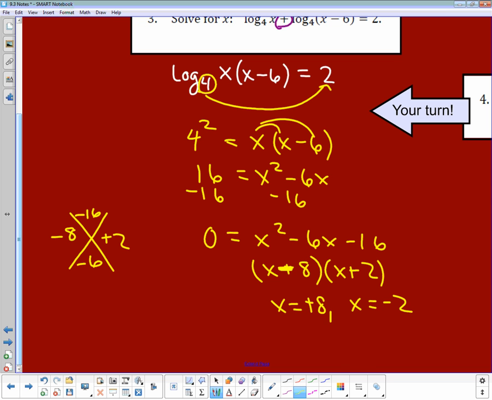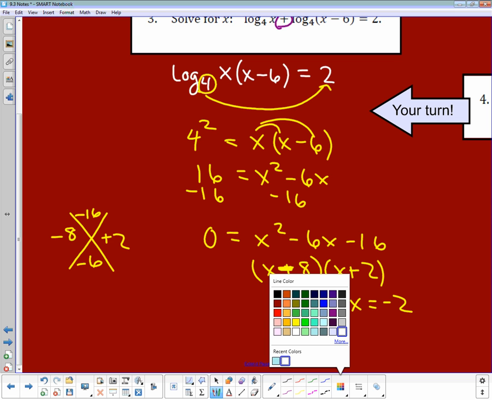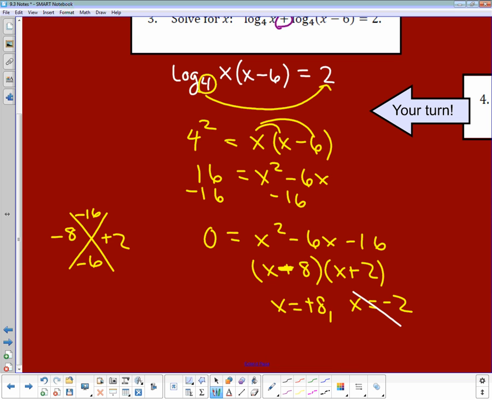But now here's the thing about logarithms. I can't take the logarithm of a negative number. So this negative 2 is actually not a possible solution for me. My only solution here is going to be 8.